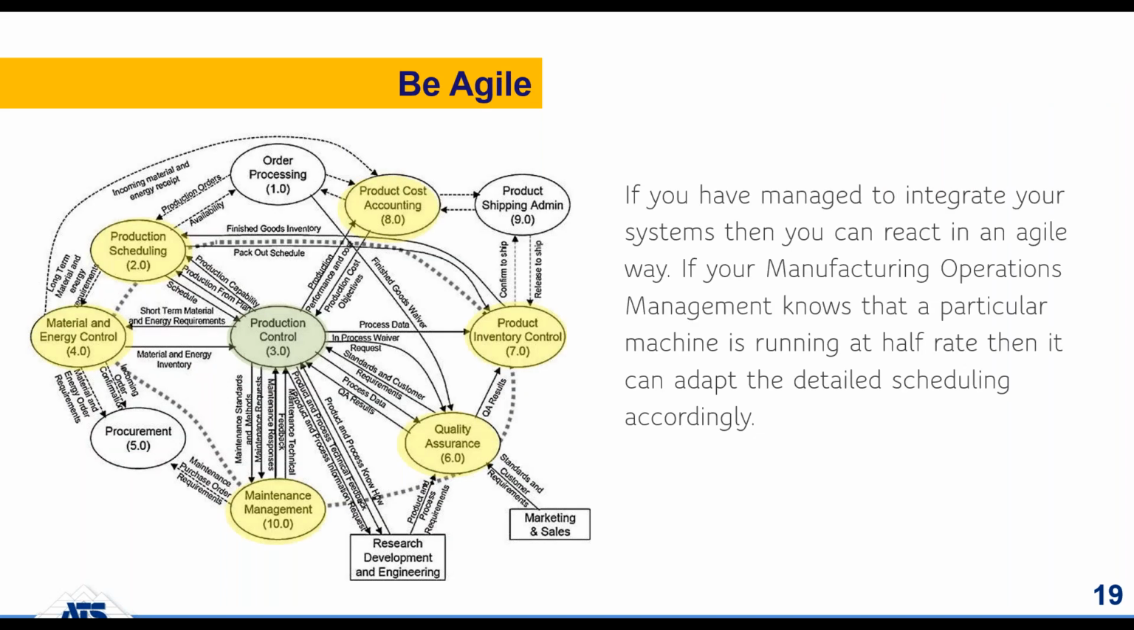Here is what we have called a reference model. This is a reference model from the ISA 95 standard covering the activities of manufacturing operations and maintenance. All of the ISA 95 activities that can be directly affected have been highlighted so that you can see the key areas that will affect your production control. But this does not stop there. By capturing this information and sharing it throughout your manufacturing operations management, you can affect the production cost accounting, product and inventory control, quality assurance, maintenance management, material and energy control, and your production scheduling.